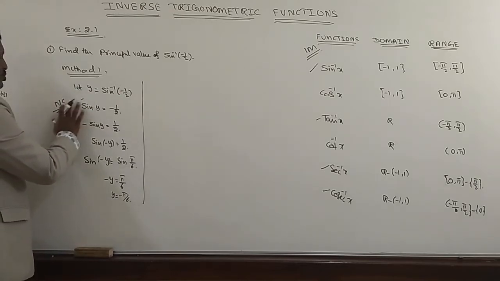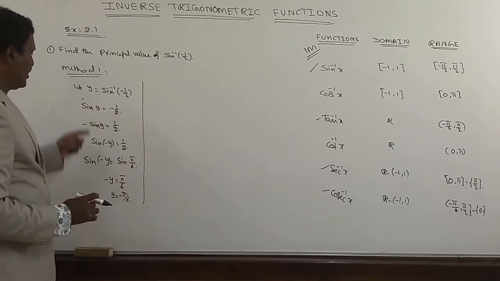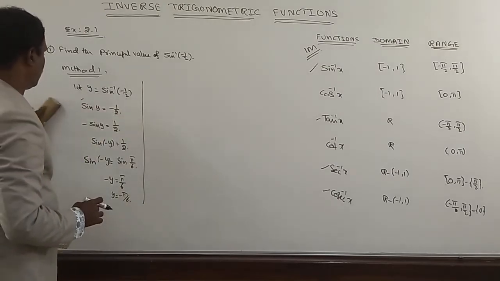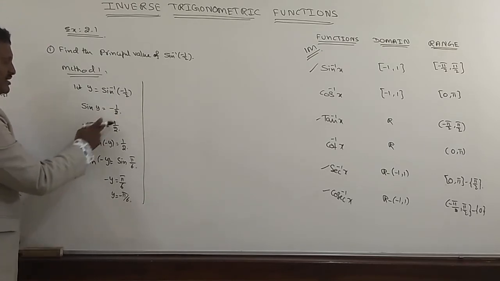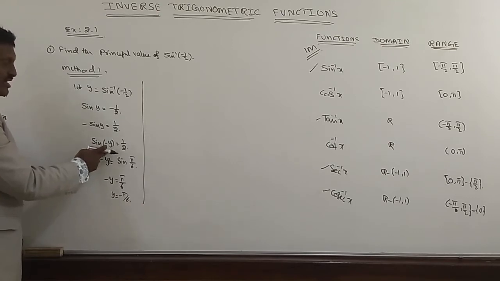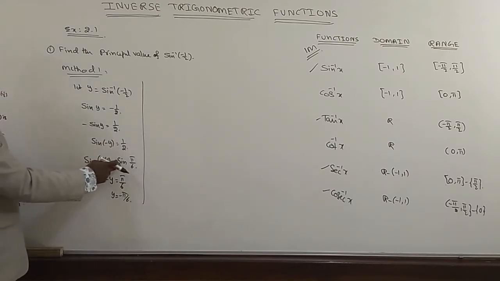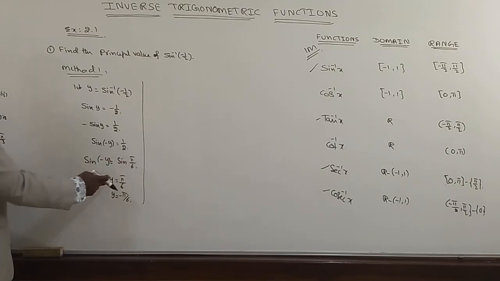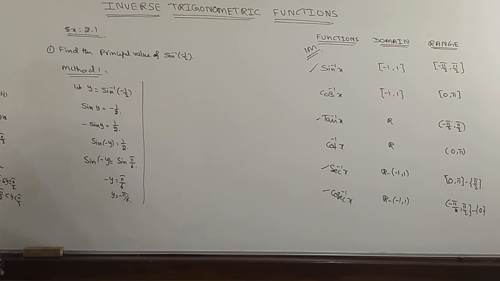NCERT textbook. So you can write like this. Let y is equal to sine inverse of minus 1 by 2. Sine y is equal to minus half. So multiply by minus on both sides. Minus sine y is equal to 1 by 2. So minus sine y we can write as sine of minus y. That is equal to 1 by 2. Sine of minus y is equal to, we can write, sine pi by 6. Minus y is equal to pi by 6. Y is equal to minus pi by 6 you will get.